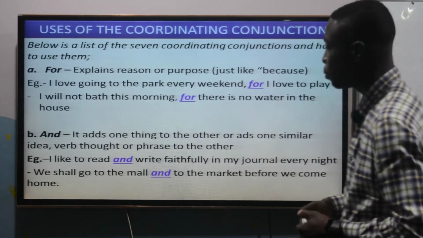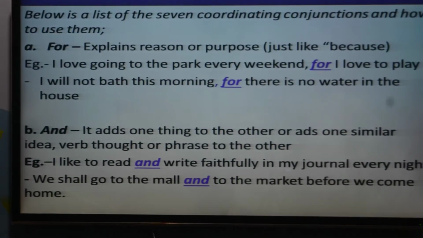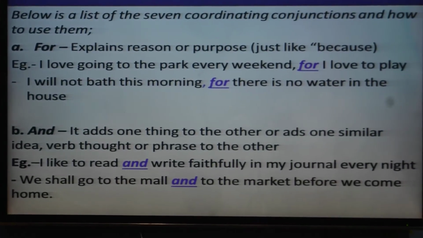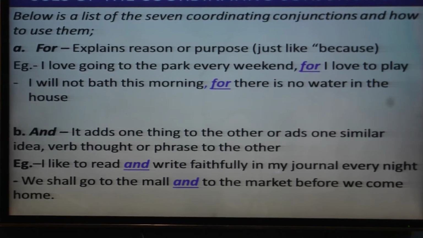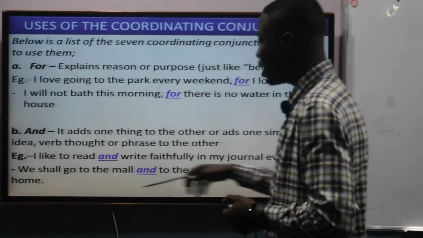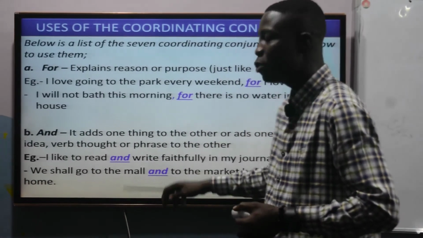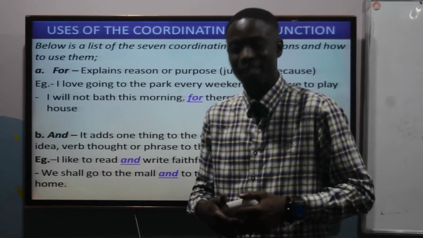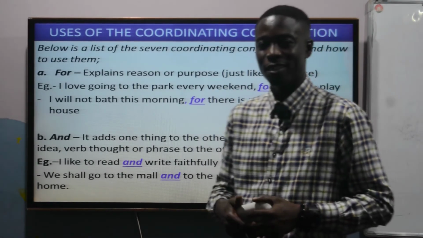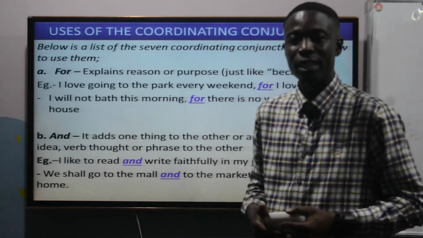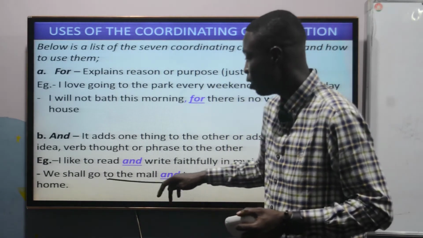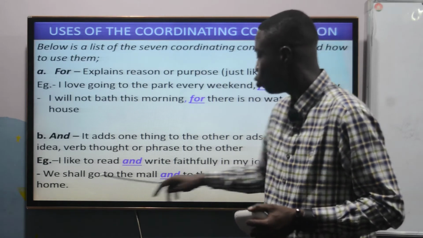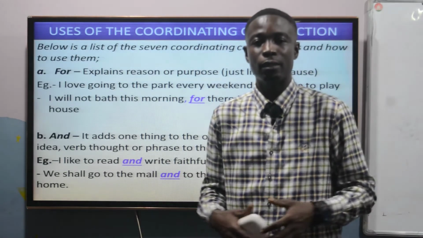The second example: we shall go to the mall and to the market before we come home. The two similar things we are doing here is we are going to the mall, and at the same time, we'll go to the market. And the correct coordinating conjunction to be used is and, because we are joining together two similar actions that will be done at the same time.